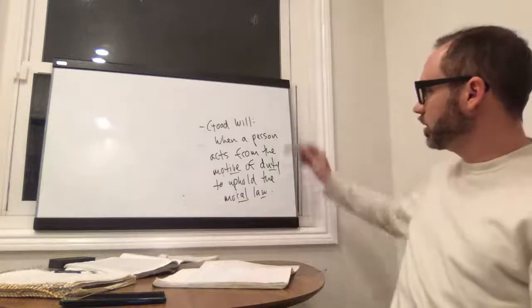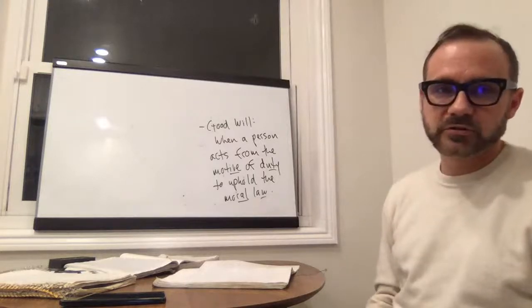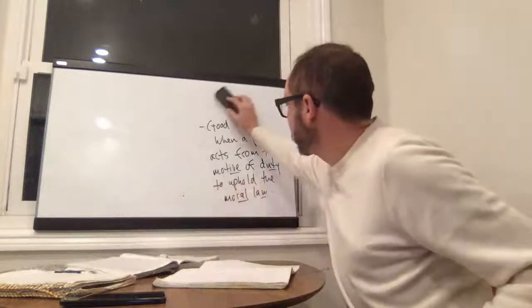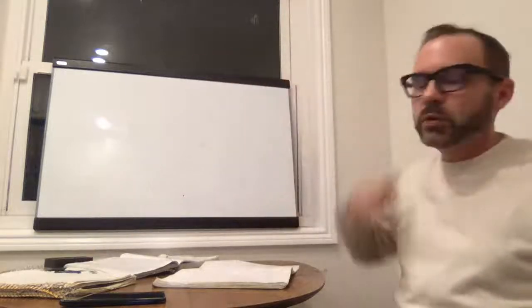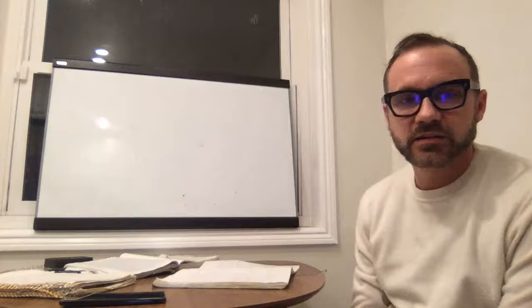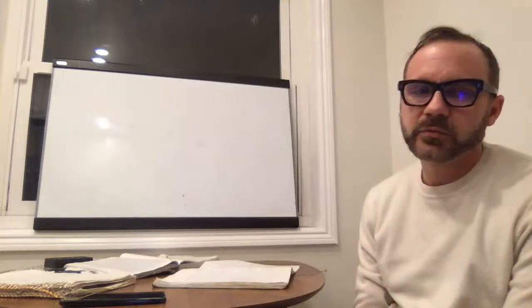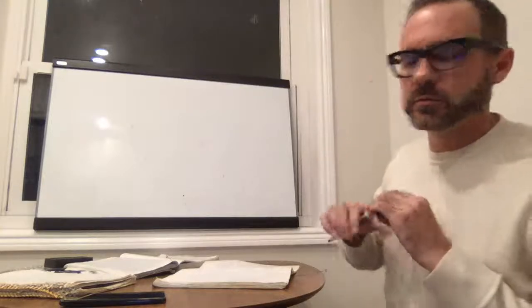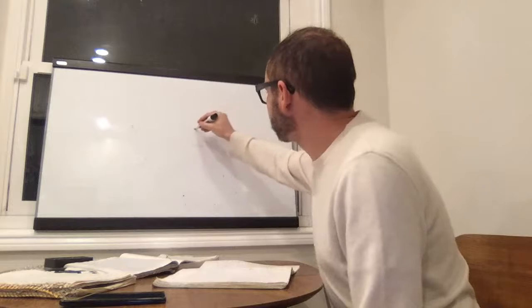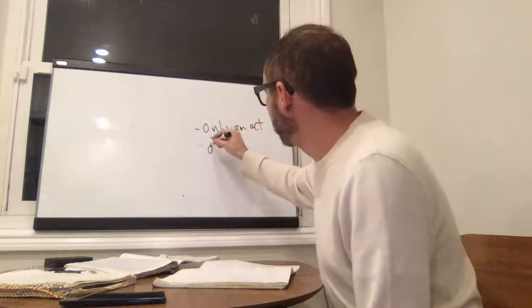But okay, goodwill. It is when a person acts from the motive of duty to uphold the moral law, something that is unique to rational beings like ourselves. Next claim from Kant. He says that the motive of duty is important because it's only when you act from the motive of duty that your action has any moral value or worth. In specific, he says that an action from the motive of duty has moral worth, but when you act from the motive of inclination, it has no moral worth. So let me write that up here, and then we'll explain it through some examples. Only an act done from the motive of duty has moral worth.